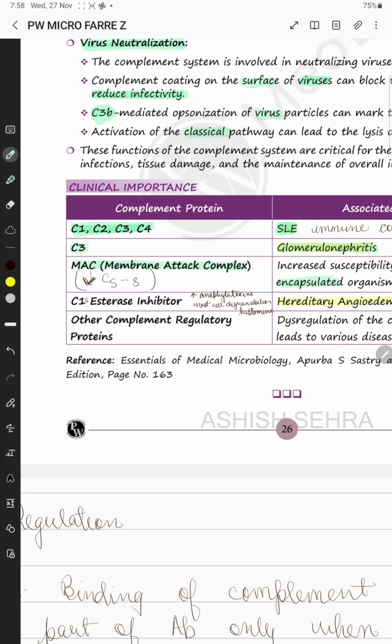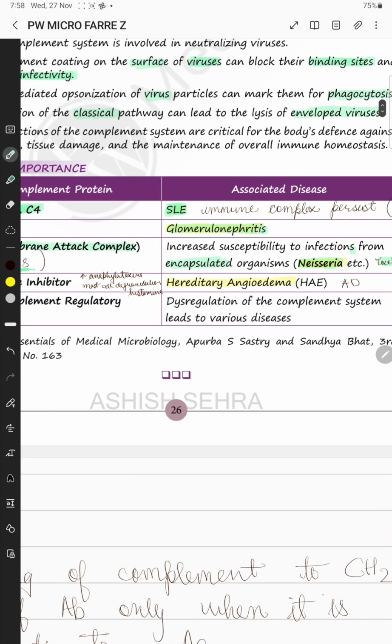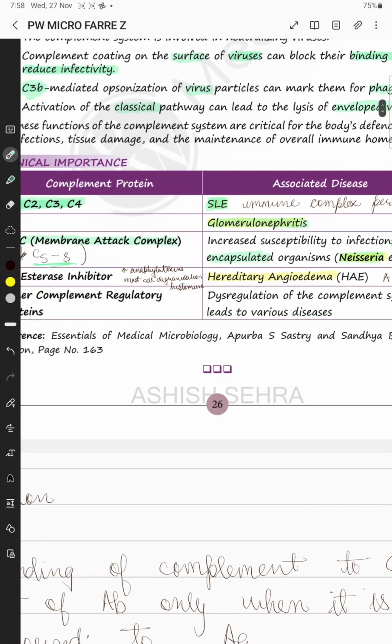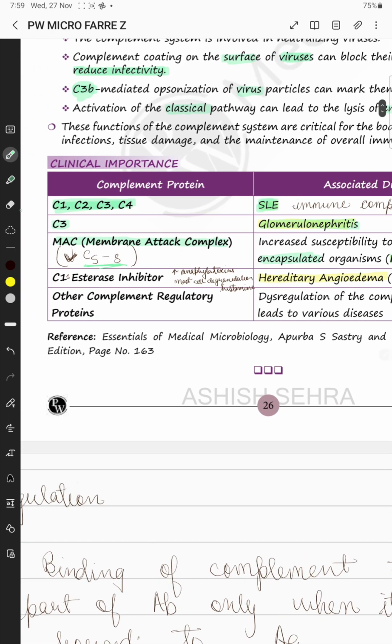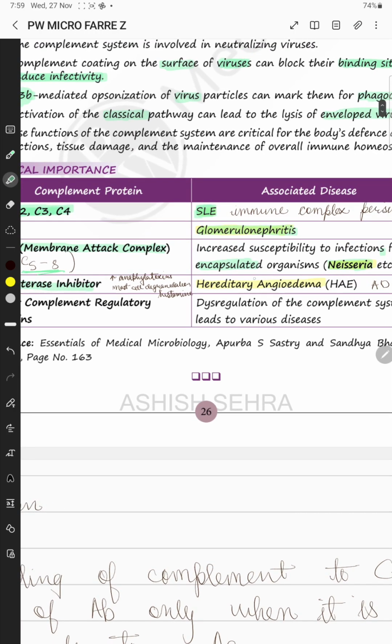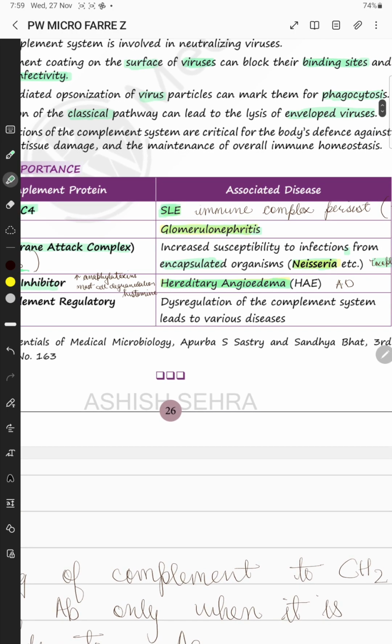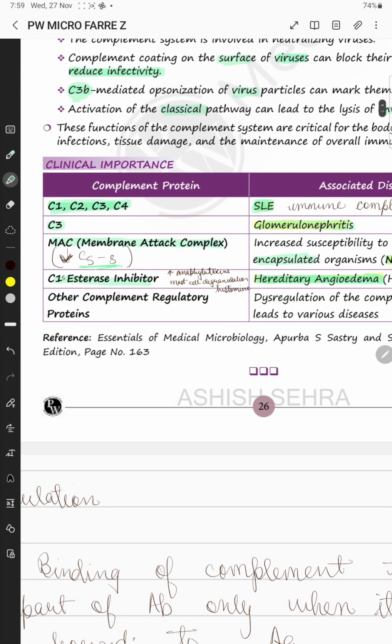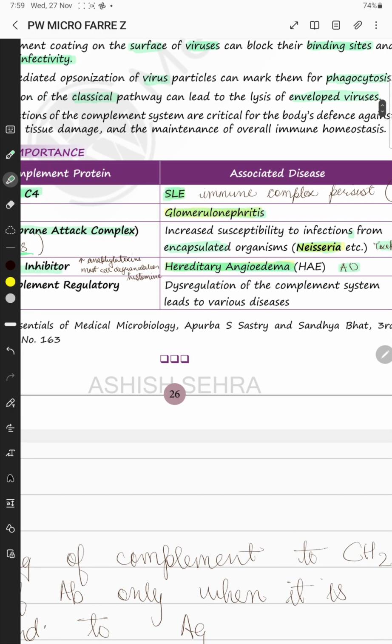ठीक है, मेम्ब्रेन अटैक कॉम्प्लेक्स में कौन कौन से प्रोटीन्स आते हैं? C5 to C9 ये सारे प्रोटीन्स आ जाते हैं. ठीक है, तो अगर C5 to C8 का डिफिशियंसी है तो निजेरिया और टॉक्सोप्लाज्मा गोंडाई के इन्फेक्शंस का ससेप्टिबिलिटी इंक्रीज हो जाता है. बिकॉज ऑफ C1 एस्टरेज इनहिबिटर वी हैव हेरिडिटरी एंजियोएडेमा. ठीक है, हेरिडिटरी एंजियोएडेमा का ऑटोसोमल डोमिनेंट इनहेरिटेंस होता है.